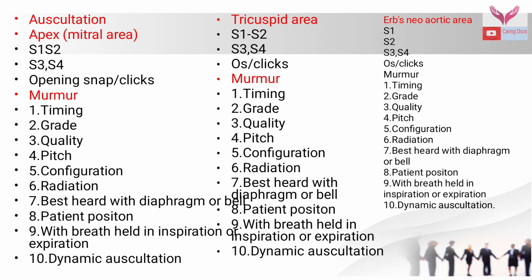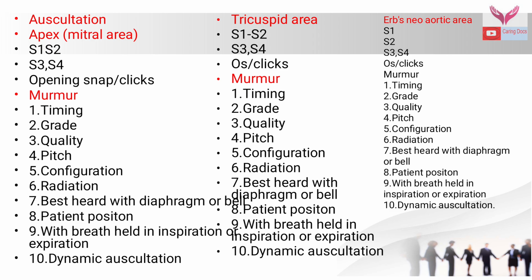In auscultation, we will check the apex, tricuspid area, herb's neotic area, aortic area. In the apical area, the mitral area, we will check for S1, S2 heart sound, whether there are any S3, S4 sounds, whether there is any opening snaps or clicks, if there are any murmur, what is the timing, what is the grade, quality, pitch, configuration, whether there is any radiation of the murmur, whether it is best heard with the diaphragm or the bell, what is the position of the patient when it is best heard, with breath held in inspiration or expiration. We have to do the dynamic auscultation also.